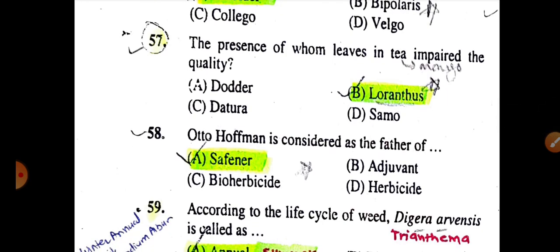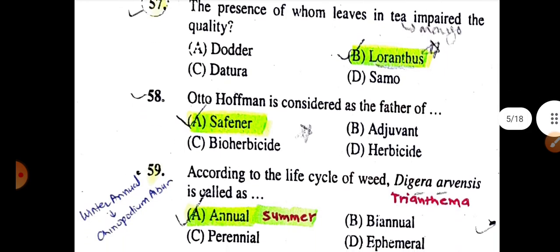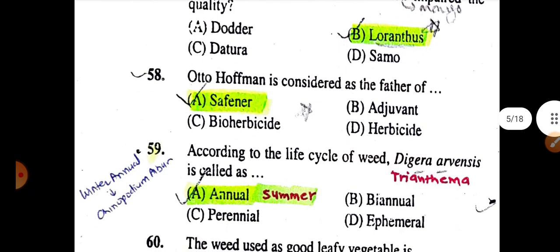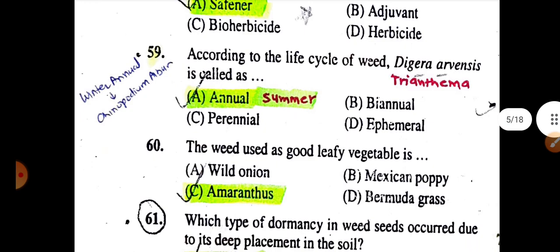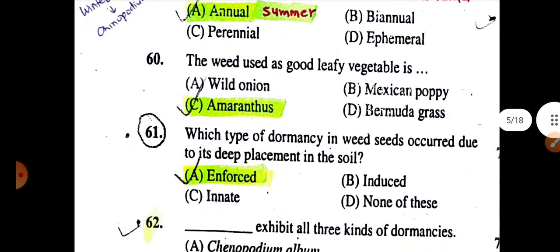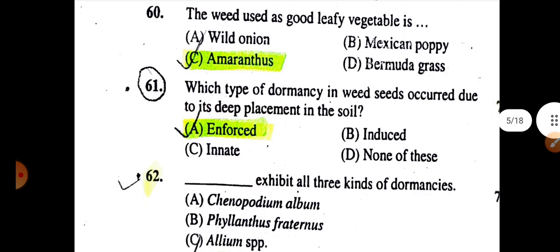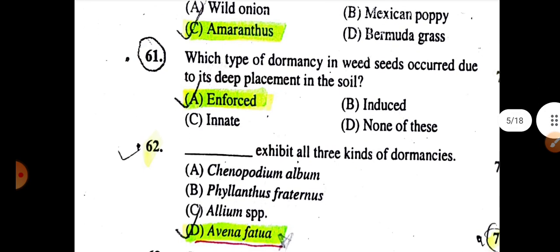The presence of Loranthus leaves in tea impairs the quality, and in mango also. Otto Hoffmann is considered the father of Schaffner. According to the life cycle of weeds, Digera arvensis and Trianthema are annual, summer annual, while Chenopodium album is a winter annual. The weed used as a good leafy vegetable is Amaranthus.